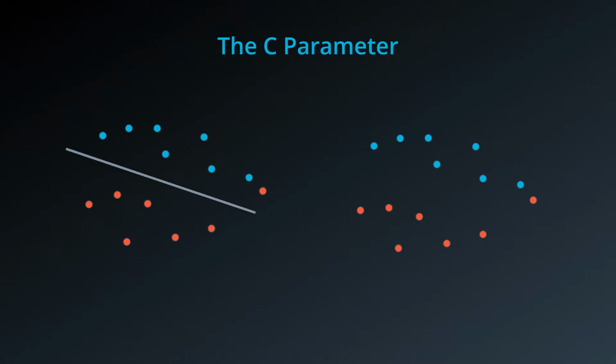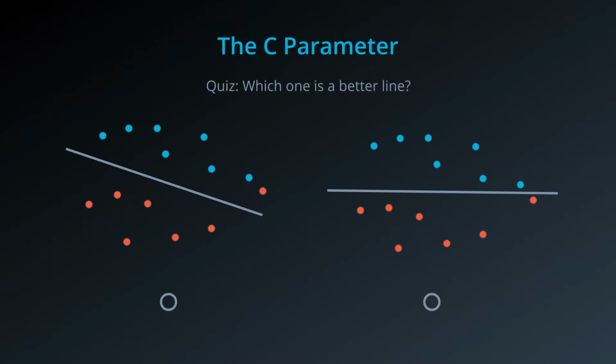Okay, now let's get into a slightly more complicated problem. Let's look at this data set over here and two possible boundary lines. There's this one here and this one over here. And now I want you to think which one of these two looks better.